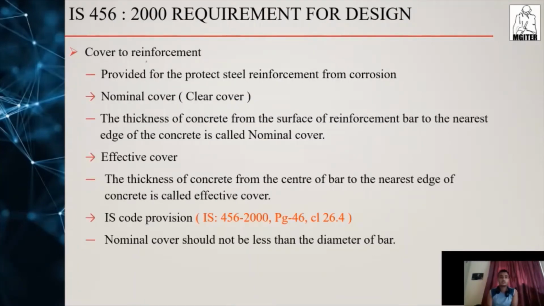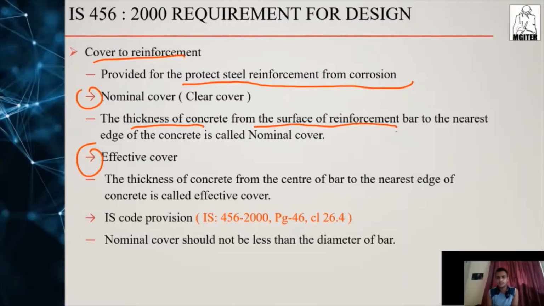Then after, cover to reinforcement. Why do we provide a cover? To protect steel reinforcement from corrosion. Here you have two definitions of cover to reinforcement. First is nominal cover, we also call it clear cover. In nominal cover, the thickness of concrete from the surface of the reinforcement bar to the nearest edge of concrete is called nominal cover.